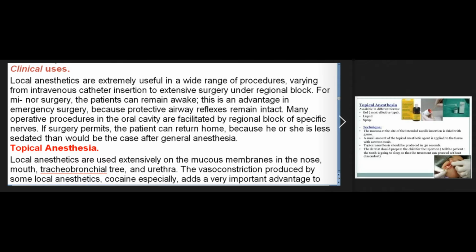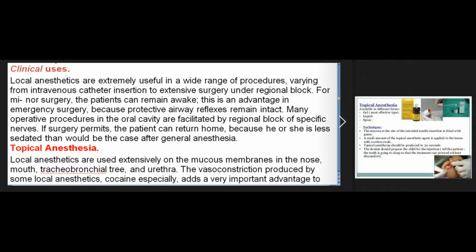Clinical uses. Local anesthetics are extremely useful in a wide range of procedures, varying from intravenous catheter insertion to extensive surgery under regional block. For minor surgery, the patients can remain awake. This is an advantage in emergency surgery, because protective airway reflexes remain intact. Many operative procedures in the oral cavity are facilitated by regional block of specific nerves. If surgery permits, the patient can return home, because he or she is less sedated than would be the case after general anesthesia.